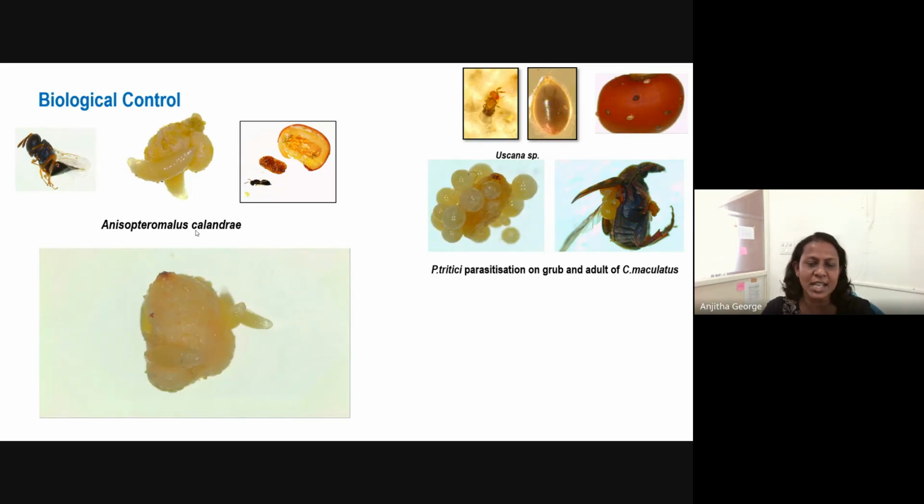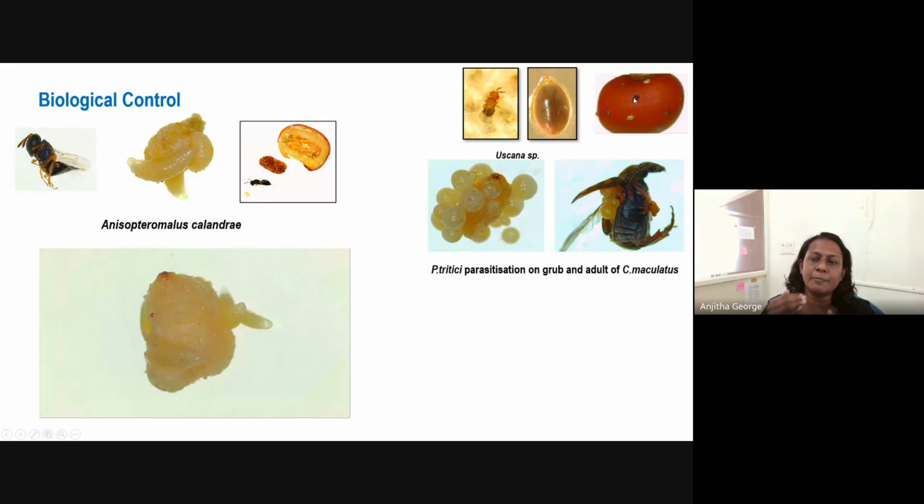So the issue is that by the time you kill the pulse beetle larva inside, the seed damage would have been done. In my opinion, a potential biocontrol agent in this case could be Uscana species. This is an egg parasitoid. You can see this is the cowpea seed, and this is the egg of pulse beetle. Here you can see a fresh egg, that means a healthy egg of pulse beetle, and here you can see black colored eggs which have been parasitized by this wasp. So it has killed the egg.